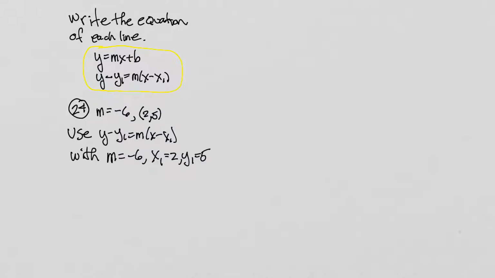So we'll just substitute in. We'll get y minus y1, and y1 is that 5. So we'll get y minus 5 equals m, which is -6, times x minus x1, and x1 is 2. So let's put this into slope-intercept form. We'll multiply through by the -6, so we'll get y minus 5 equals -6x plus 12, and then we'll add this 5 to solve this for y. So we'll get y equals -6x plus 17.